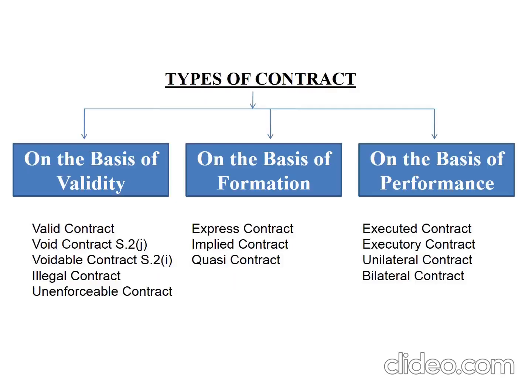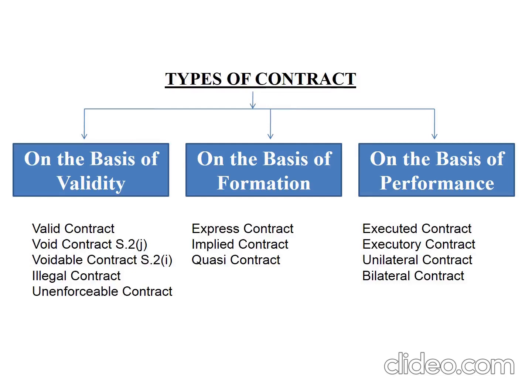Discuss the different types of contract. Under the Indian Contract Act 1872, a contract can be classified into three segments. First, on the basis of validity. Second, on the basis of formation. Third, on the basis of performance.